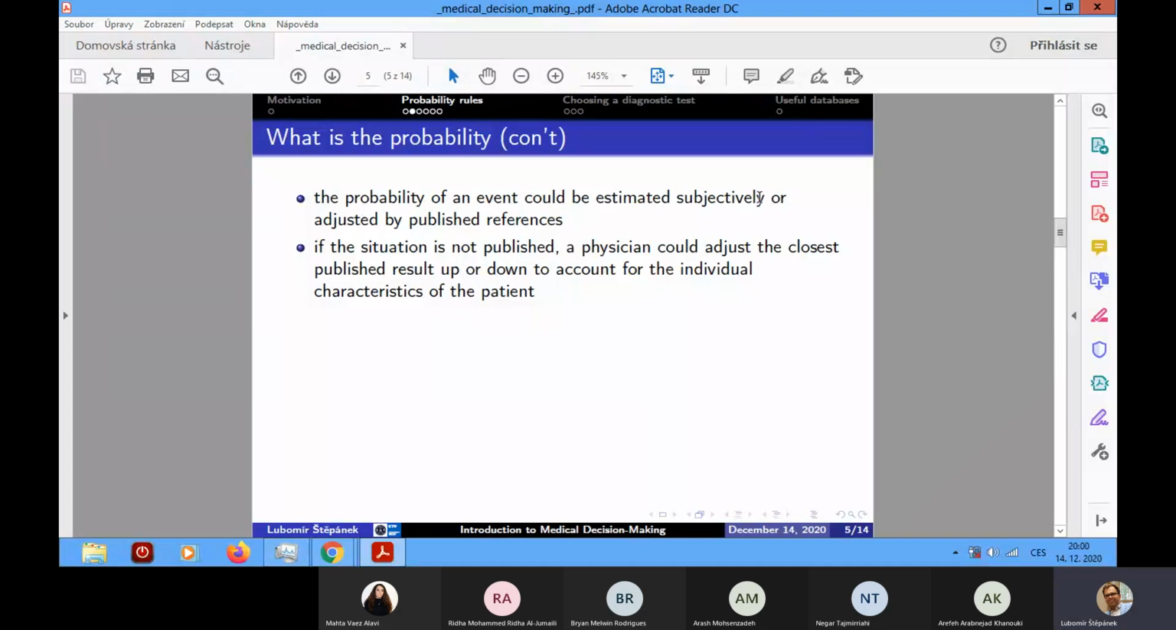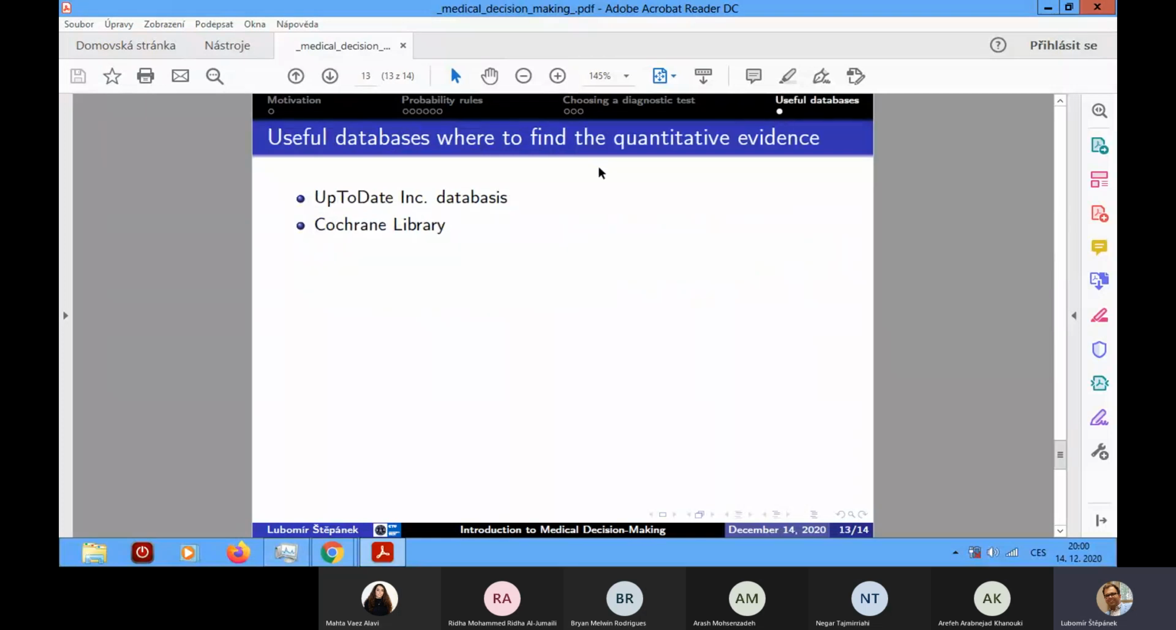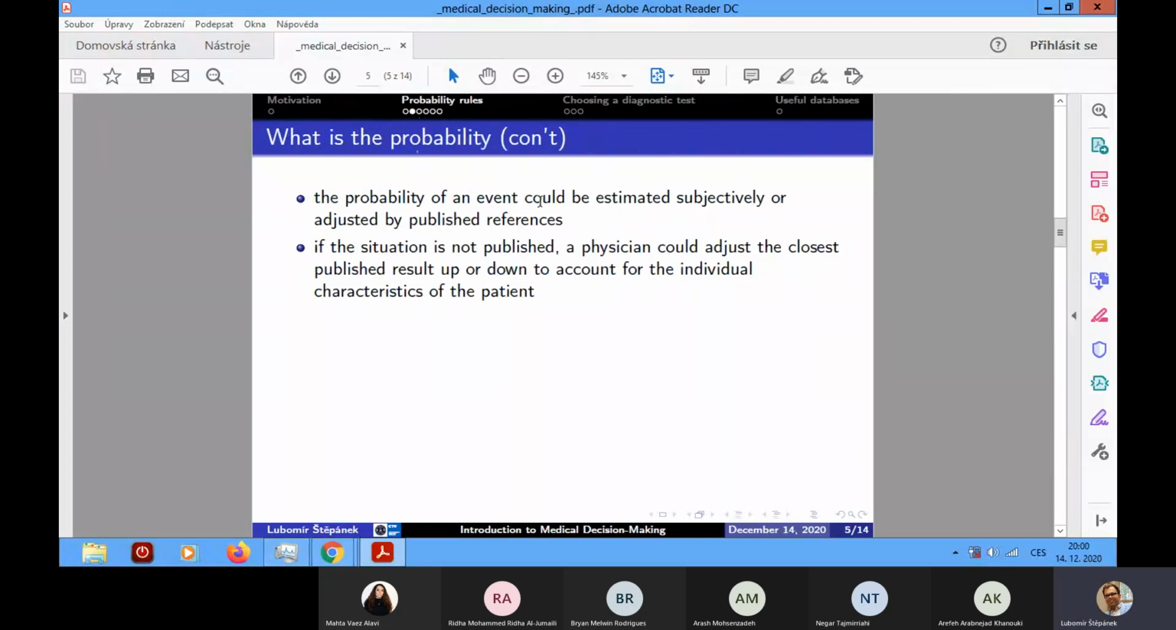I think it is the most common way to get some feeling of whether the probability is large enough, high or low, or something like this. It is also adjusted by some published references, so by some literature. I'm just going to talk about it in a few words. The last part is about databases, but this is pretty simple. These are only 2 databases which are based on quantitative kind of evidence. I just listed these 2 databases here, and this is what I meant by this note here.